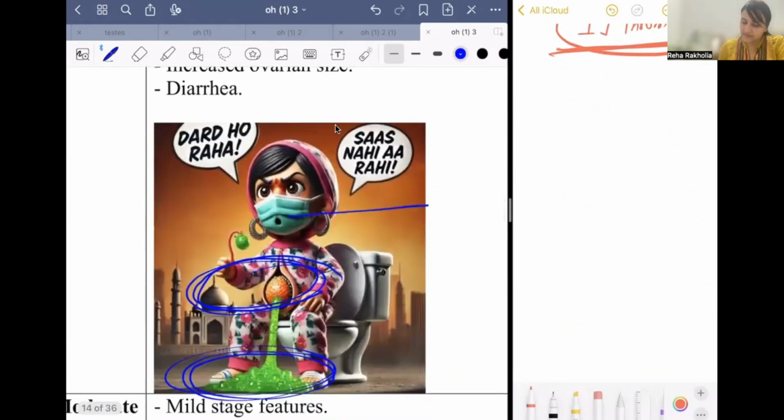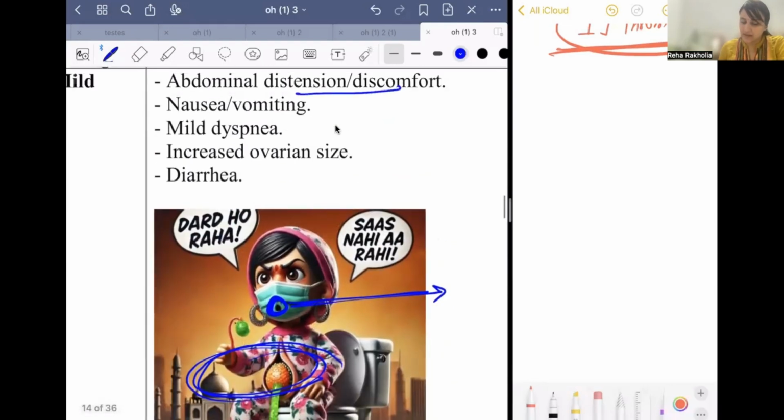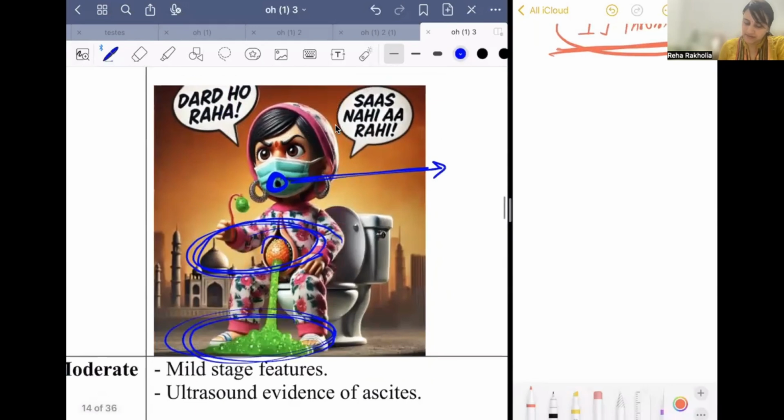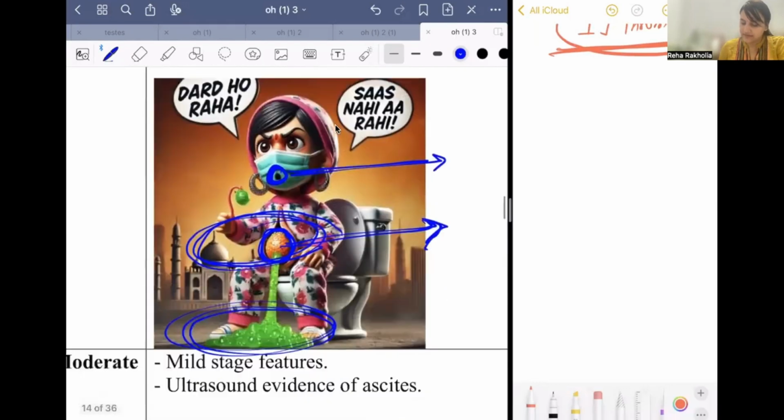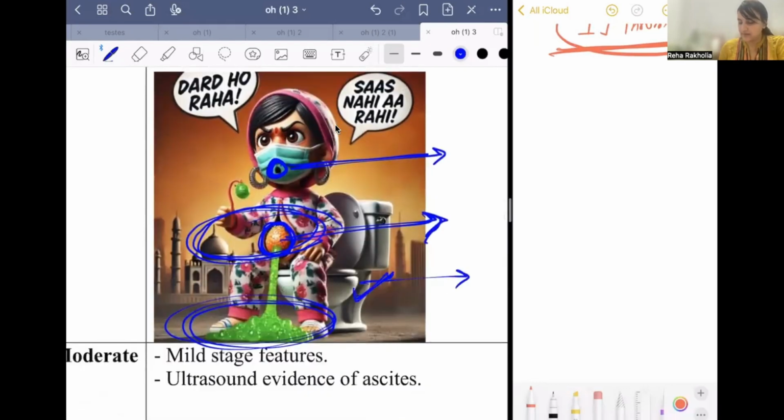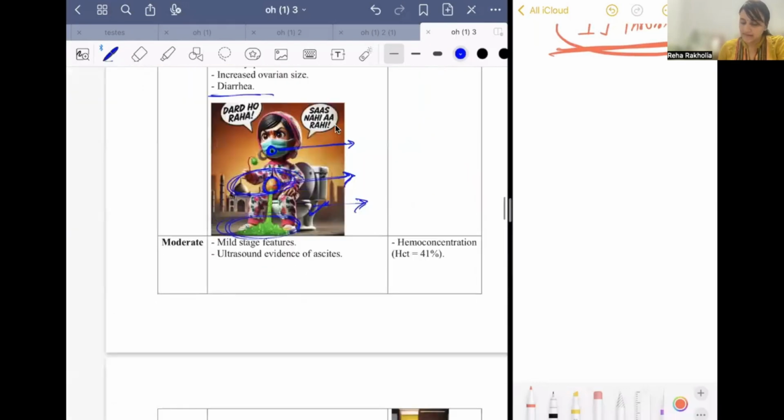She's wearing this, but she has done one hole in it. This is a picture mnemonic. That means she's having dyspnea, mild dyspnea. Then increased ovarian size. Can you see her ovaries, increased ovarian size. Okay. Then diarrhea. She's in the toilet. So diarrhea. Mild is this.